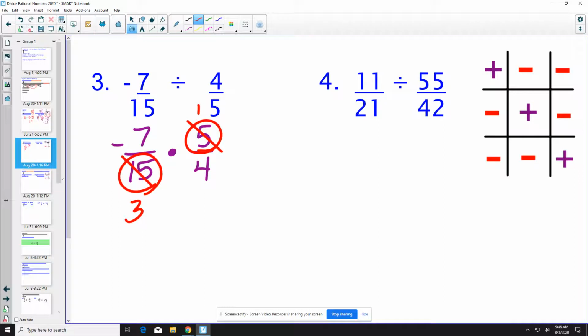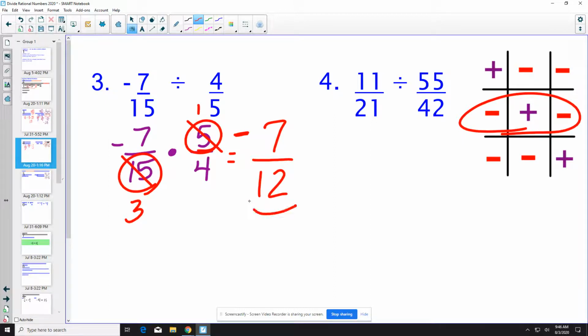Okay, I'm looking for more cancellation. 3 won't go into 7. 2 goes into 4, but 2 won't go into 7. I think we've got it all, so we're going to multiply across. We've got a negative times a positive. So a negative times a positive is a negative, so our answer is going to be negative. 7 times 1 is 7. 3 times 4 is 12. This is not improper because 7 is not bigger than 12, so our answer would be -7/12.